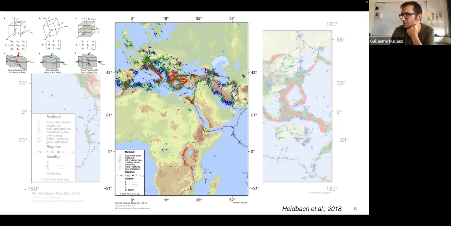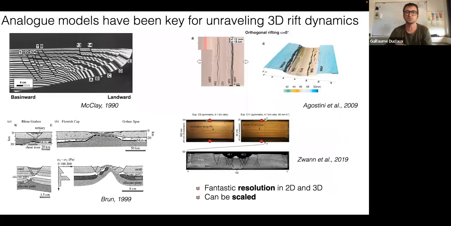And this has been studied for now more than 30 years, almost 40 years, by tectonicists using modeling techniques. And I'm going to start with that, starting first with some insight into analog modeling. And these analog models have been really key to unraveling the 3D dynamics of rift systems. Some of the first models from McClay were 2D sandbox experiments where they stretched the model and added some sediment as it goes.